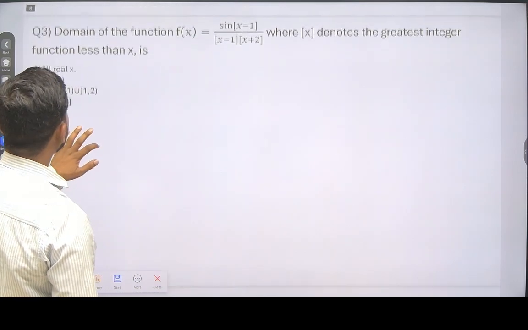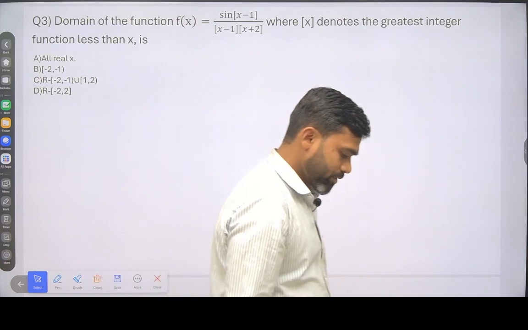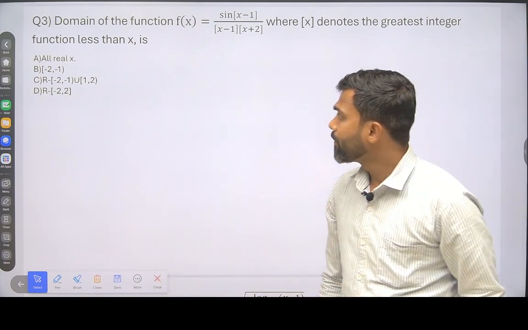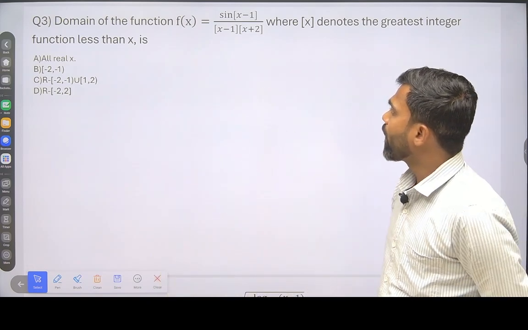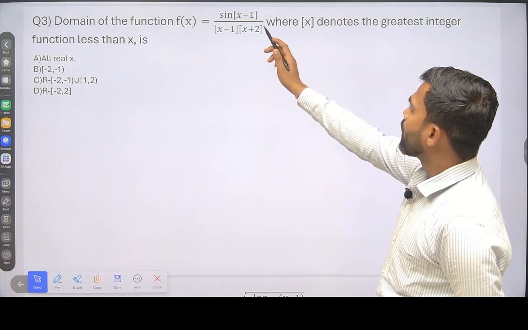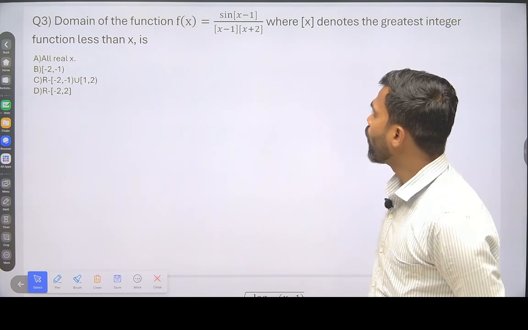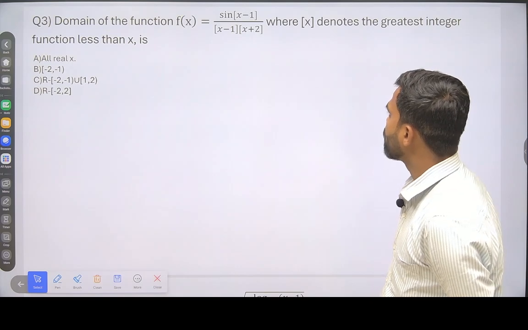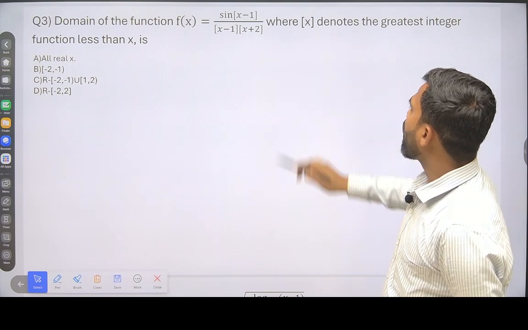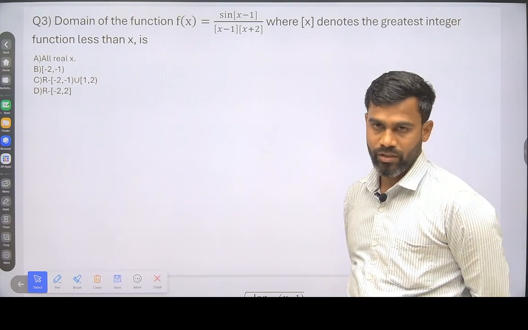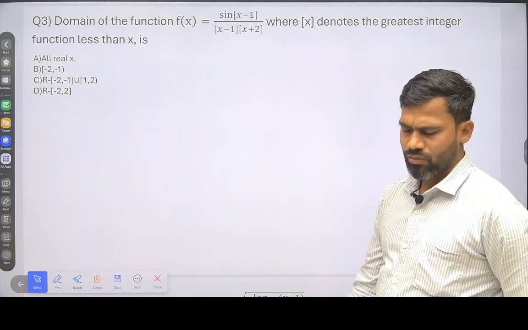Let us move ahead. This is the third question. Very easy. We have to find the domain of the function f of x is equal to sine x minus 1 over x minus 1 into x plus 2, where this box denotes the greatest integer function less than x, right?